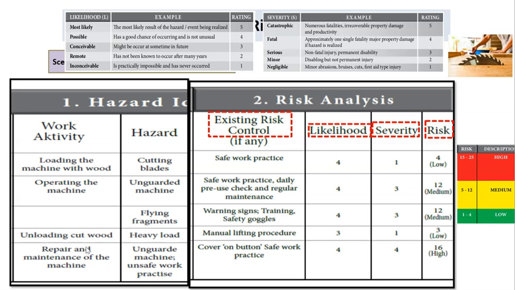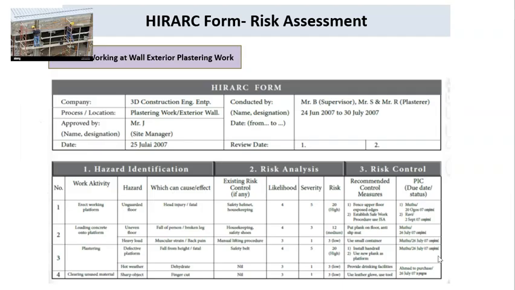And the final one is repair and maintenance on the unguarded machine. So they have a cover on button. So the on button they cover during the maintenance process. And likelihood happen is 4. And the severity is 4, in which it can involve fatality. Will get 16 and is under the high risk.